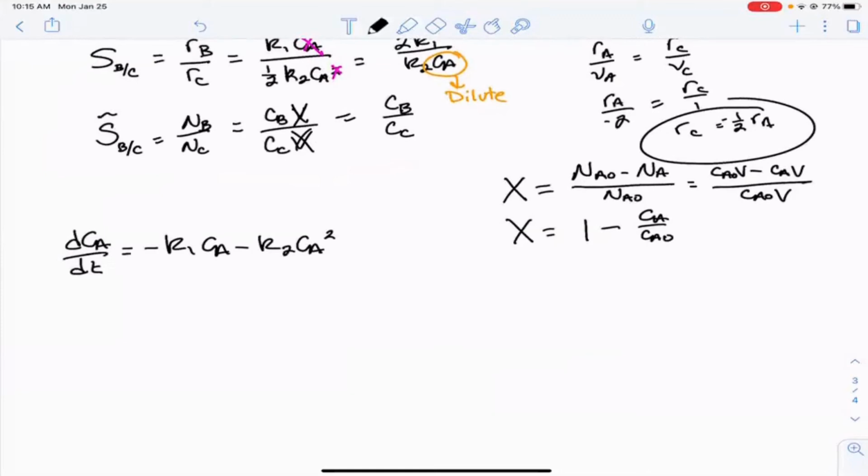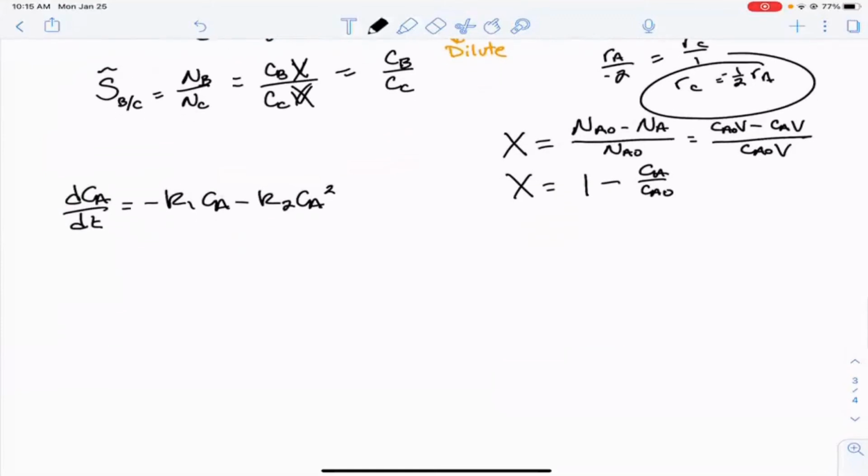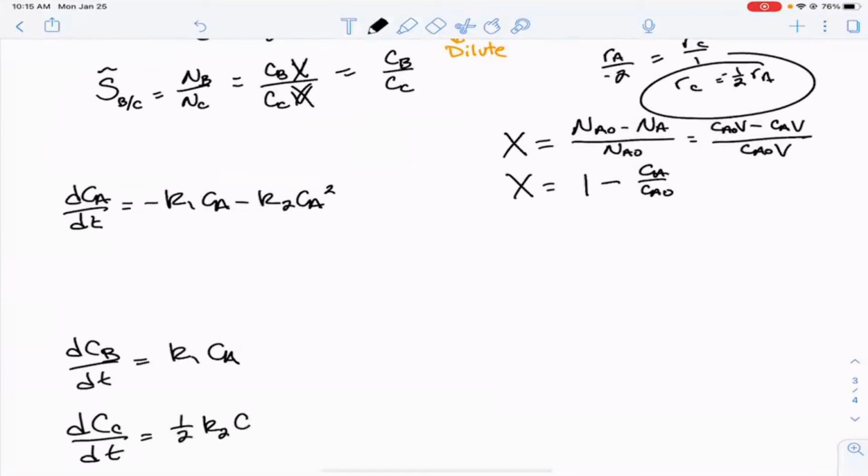So we also then have dCB/dt is equal to K1 times CA. And then we have dCC/dt is equal to 1/2 times K2 times CA squared. Okay, so I'm going to open this up to you guys. How are we going to go about solving this problem and getting the concentrations as a function of time?